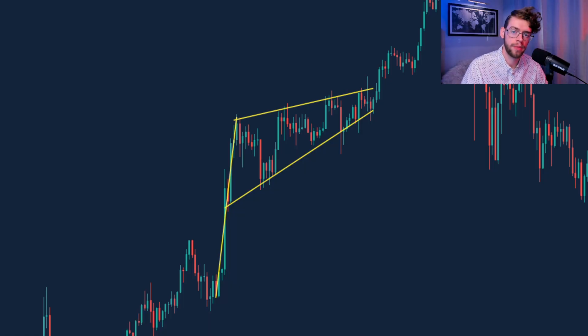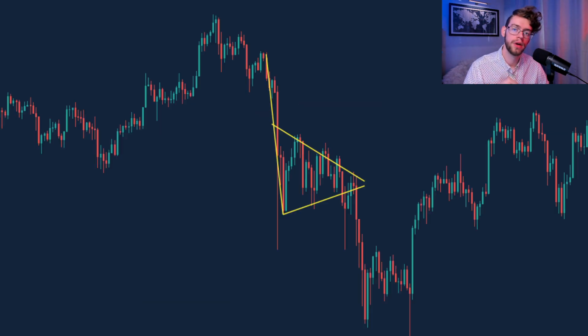A bull pennant happens when an upward flagpole consolidates into a converging pattern and typically breaks up. A bear pennant is the opposite, with a downward trending flagpole consolidating into a converging pattern and then typically breaking down. Another similarity to flag patterns is that they also break out typically within 21 candles of the start of the pennant itself.